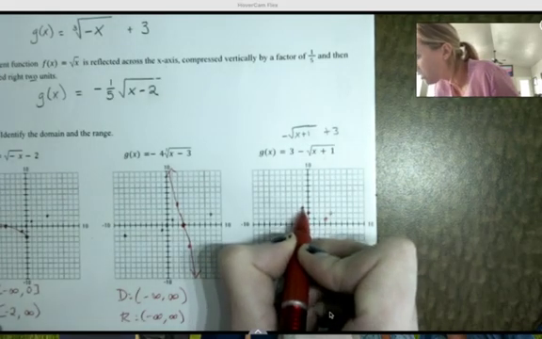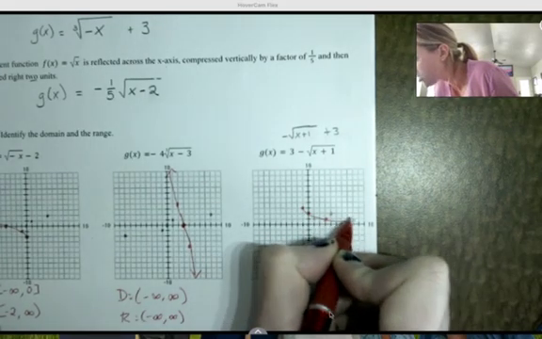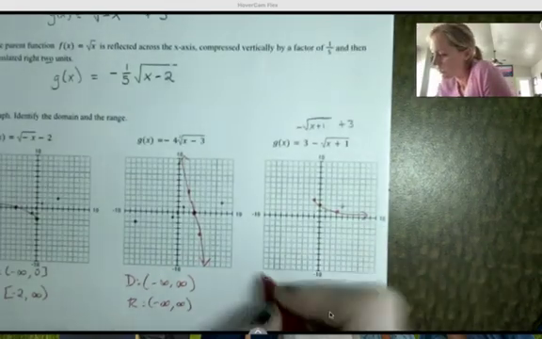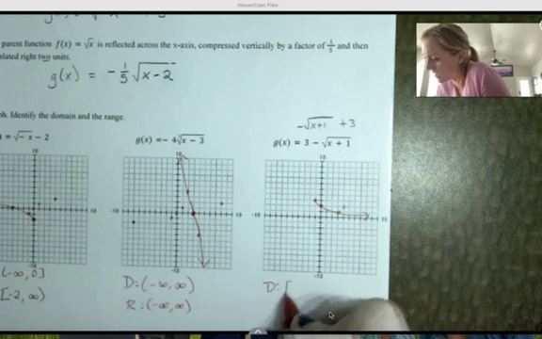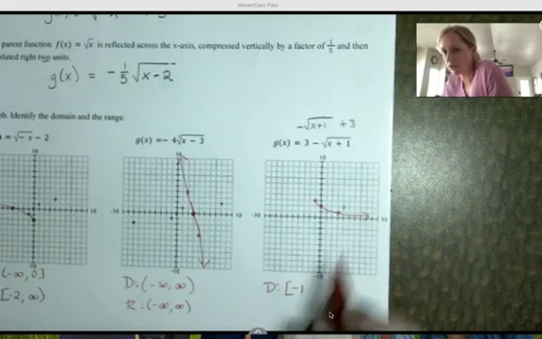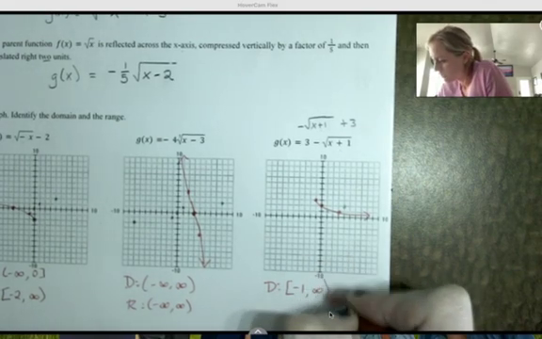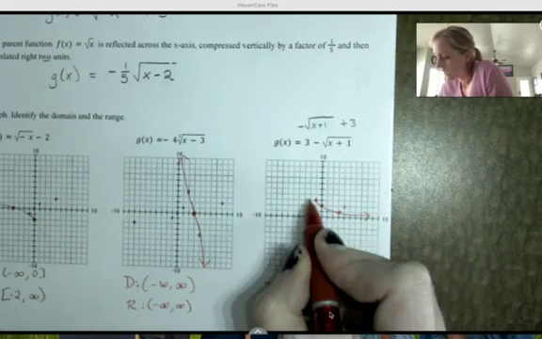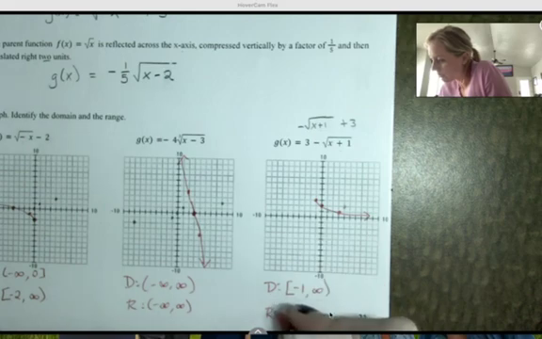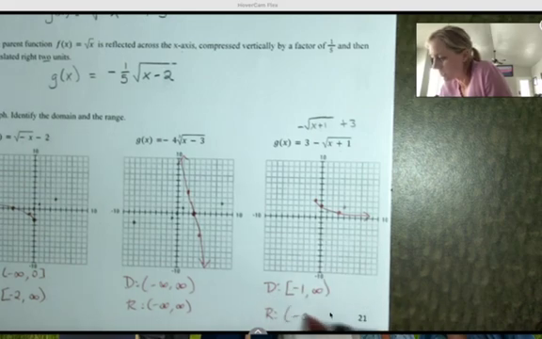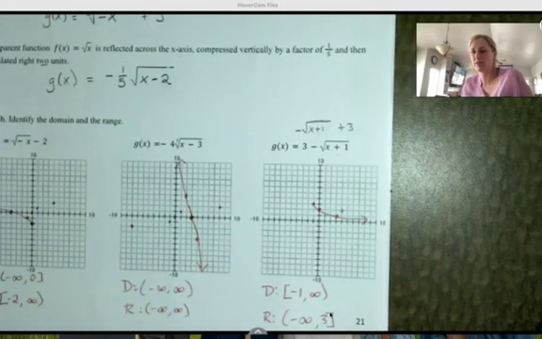Because of that reflection, this one got turned upside down. For the domain, my leftmost x value is -1 due to that horizontal shift left. For the range, the highest y value I ever get is 3 because of that vertical shift up 3. But because of the reflection, I have some negative values here, so it goes from negative infinity up to +3.